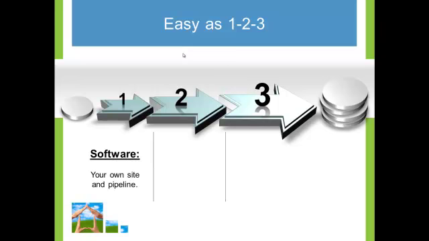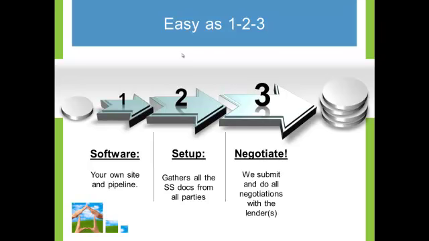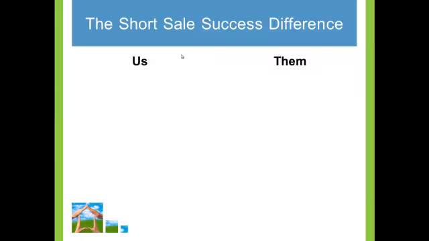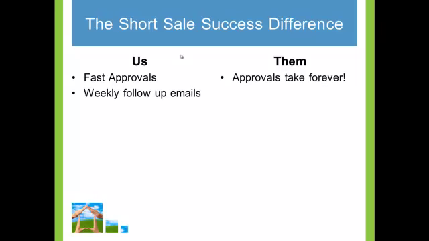As you remember, the first was software, the second was setup, and finally, negotiate. We submit and do all the negotiation with the lender or lenders. The difference between us and them is clear. We get fast approvals that average 30 to 45 days. They take forever. Weekly follow-up emails.